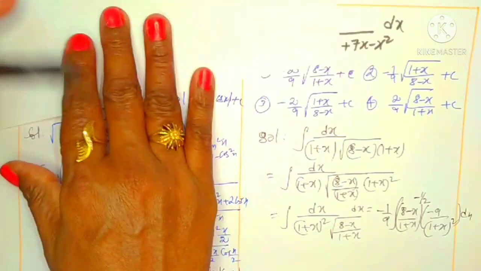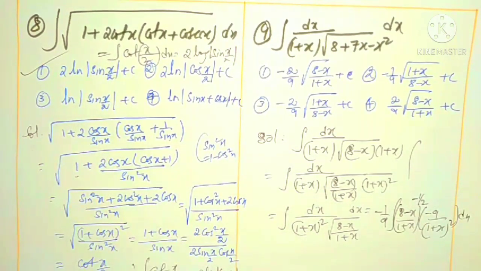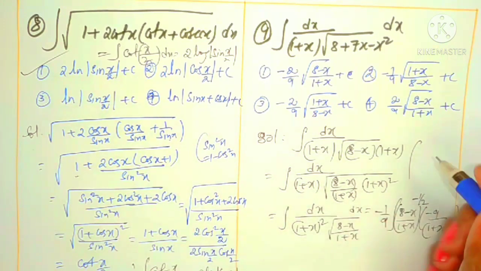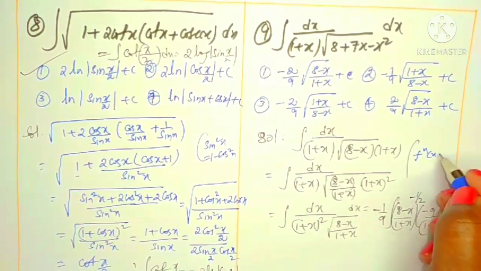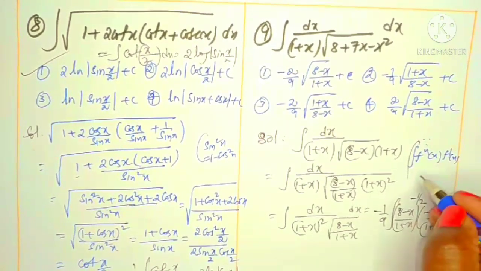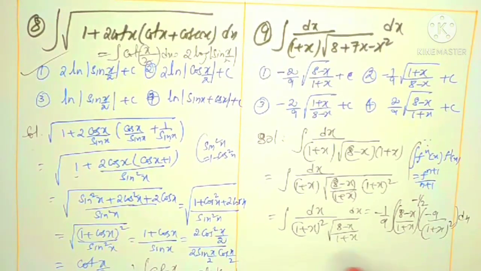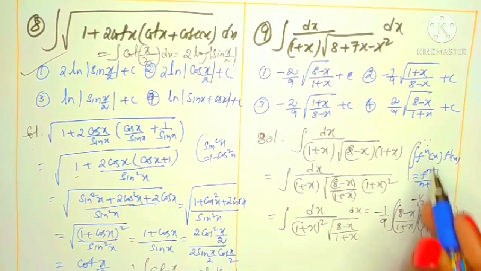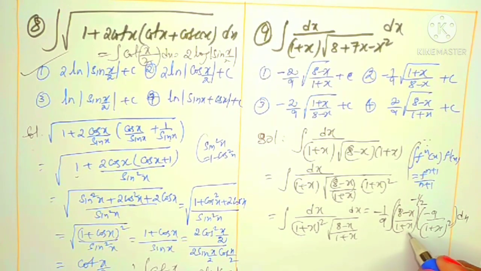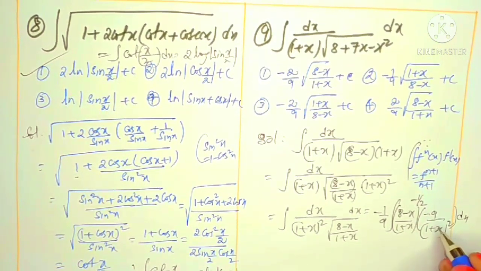Why did I divide and multiply with 9? I am taking it like this because you know this is one of the super tips. Integral of f power n x into f dash x, already used in many cases, is f power n plus 1 by n plus 1. In place of f x, 8 minus x by 1 plus x is there, and its derivative f dash x is this thing. Already explained how it is.